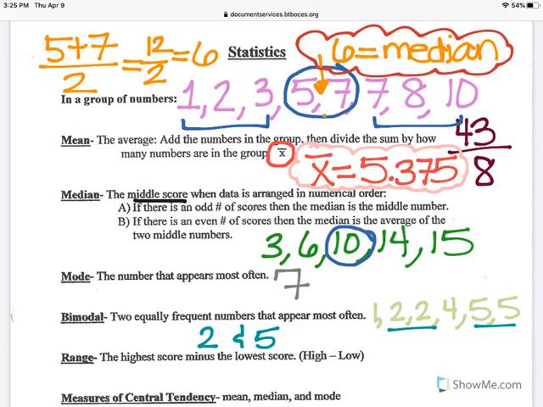Now on to the range. The range is pretty much how far your numbers are going to span. So you have to figure out, from the highest number down to the lowest, what's the difference between those. If you take your highest number, which in our main example at the top in pink would be 10, and we subtract the lowest number, which in our example is 1, then our range is going to be 9.